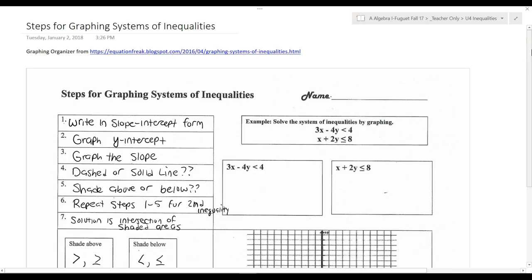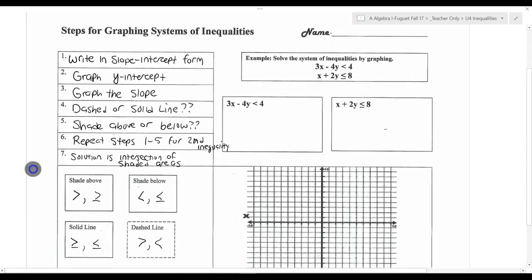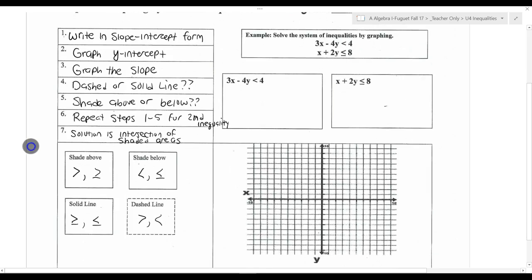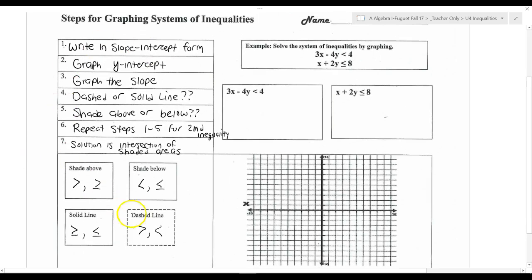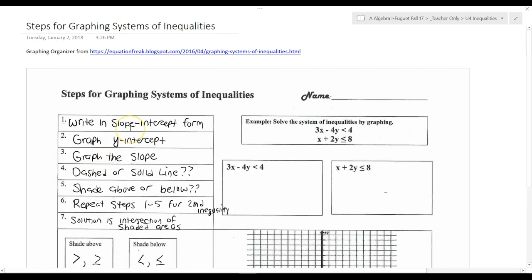Hi, and welcome to this video, which will go through the steps to how to graph a system of inequalities. Prior to beginning this video, I want you to make sure you have this graphic organizer. Obviously, these items on the left have not been written down for you yet over here. However, make sure you have this in preparation for the video. This organizer came from a blogger, equationfreak.blogspot.com, so thank you for that.